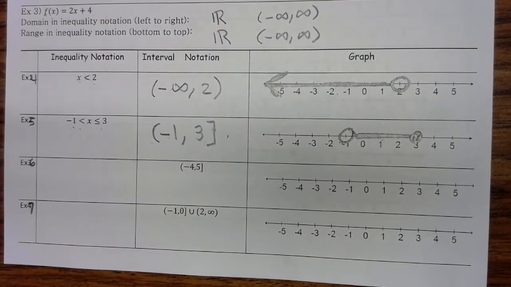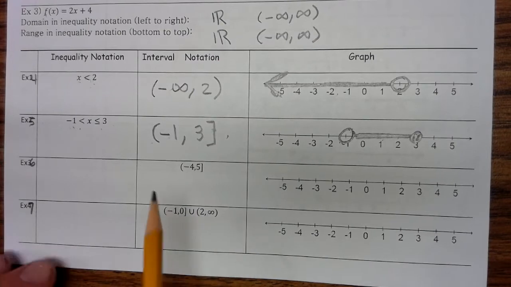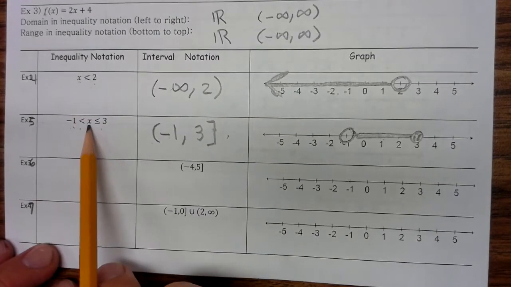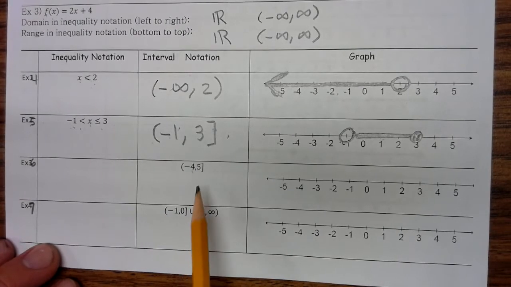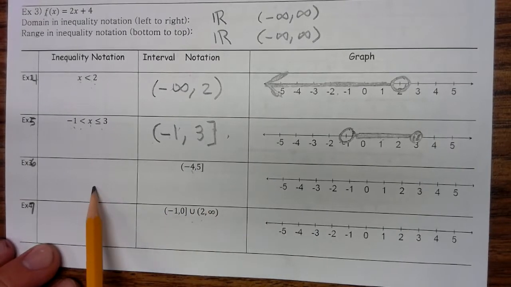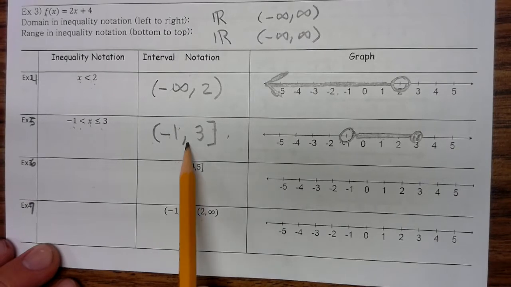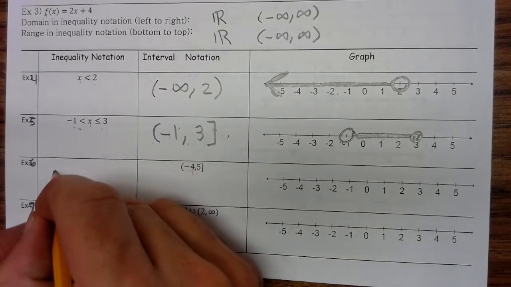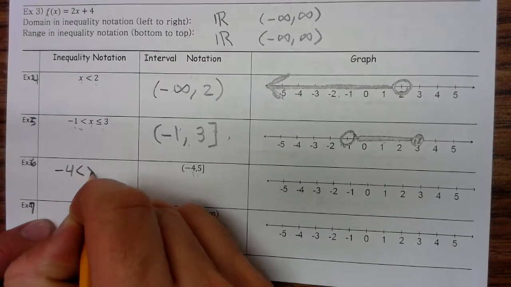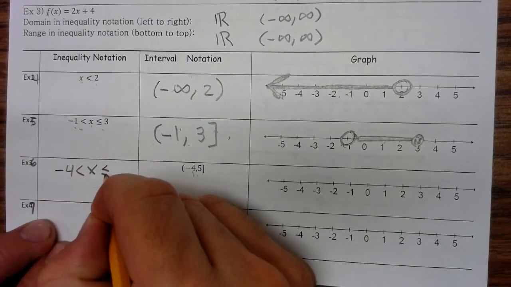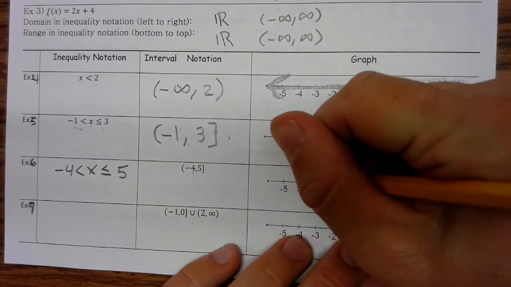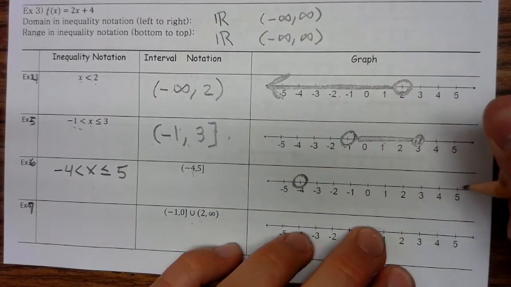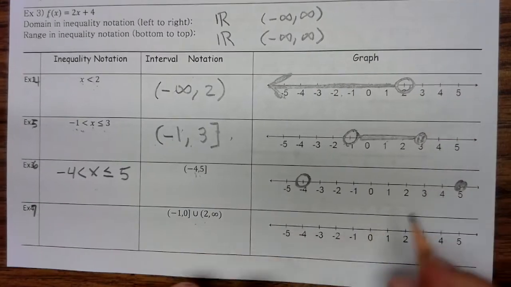All right, example 6. I did this on purpose. See how I gave you inequality notation, you had to do interval. Now I'm giving you interval notation, you have to do inequality. And real simple, this and this are in essence the same concept, so this should look like this. So -4 less than x less than or equal to 5. Okay? So open circle at -4, closed circle at 5, and then we shade in the middle.